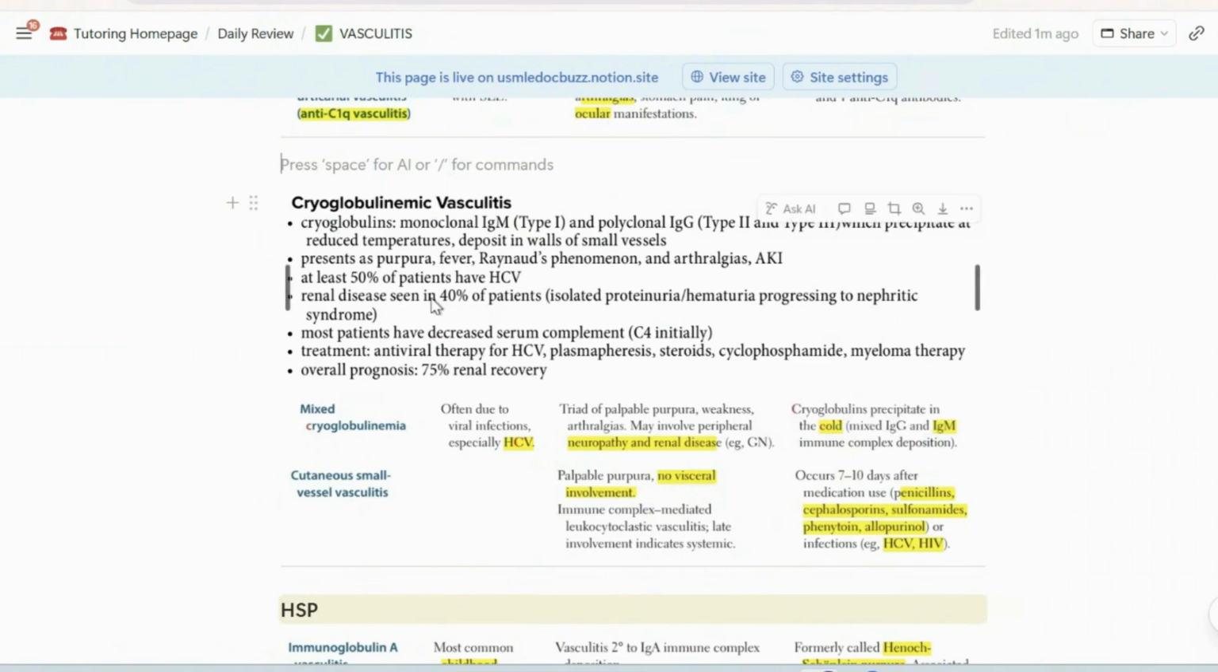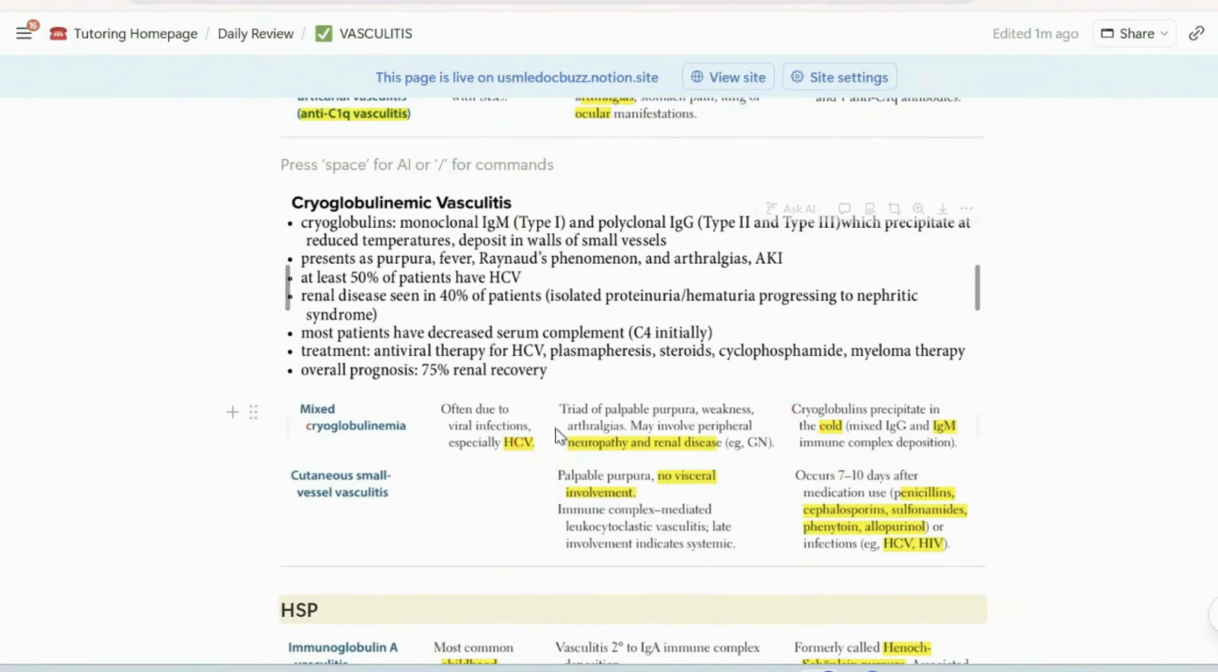Now, renal disease is seen, and in 40% of the patients you may have some sort of nephritic outcome. Okay, because you have high type 3 hypersensitivity, we know immune complexes can trigger complement cascades. Usually you have decreased C4 because C4 is being consumed, right? And I think C4 is part of the classical complement pathway, right? So you may see the involvement of complements, right?